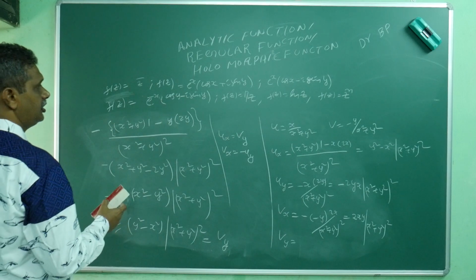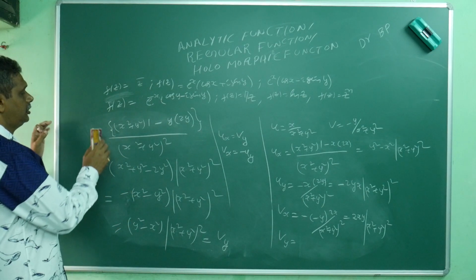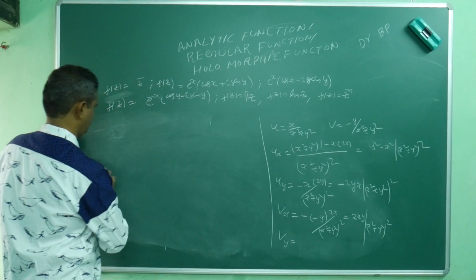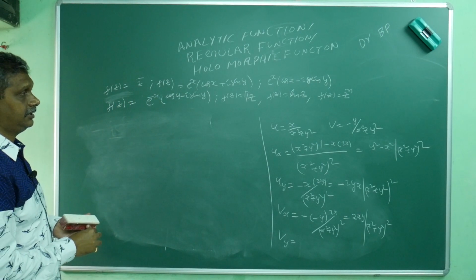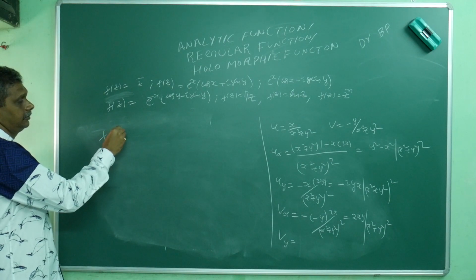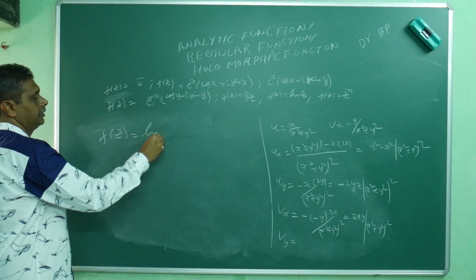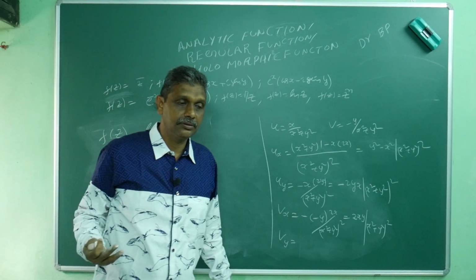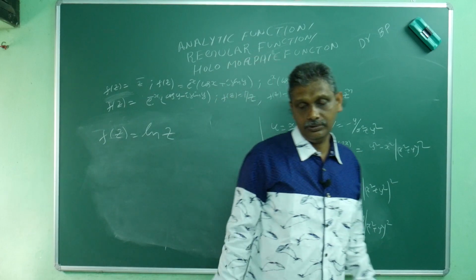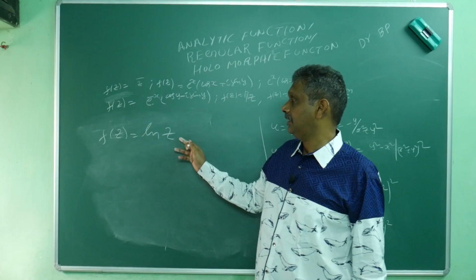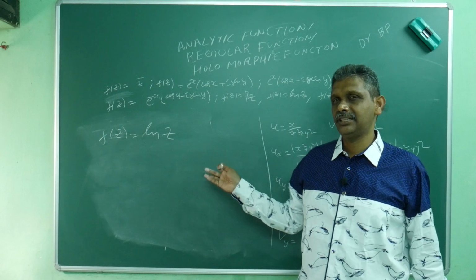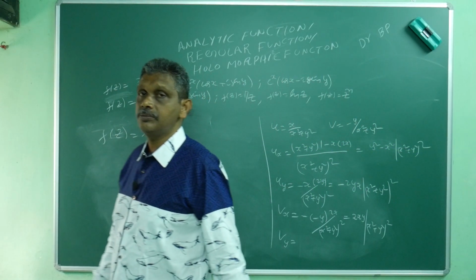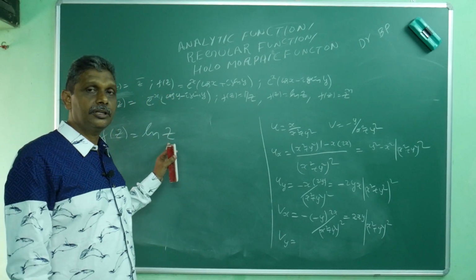Now next, f is equal to log z. See how to select the coordinates, that is the main thing. So doing the examination, suppose z is equal to x plus iy, or suppose I take z is equal to r e power i theta. My job is very easy in polar coordinates.